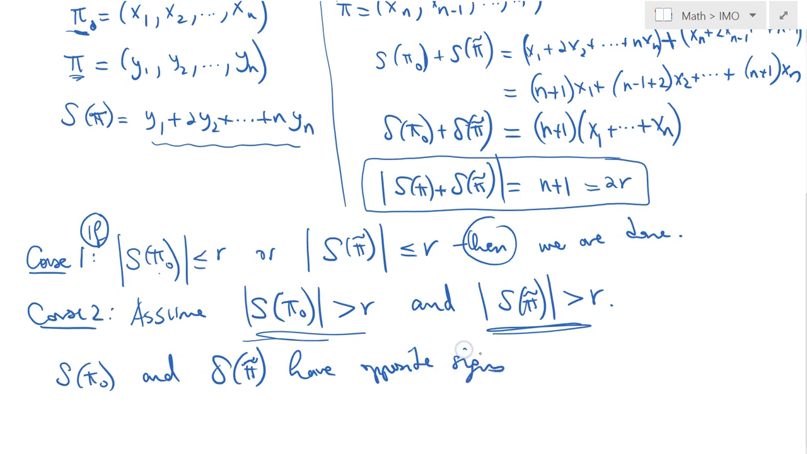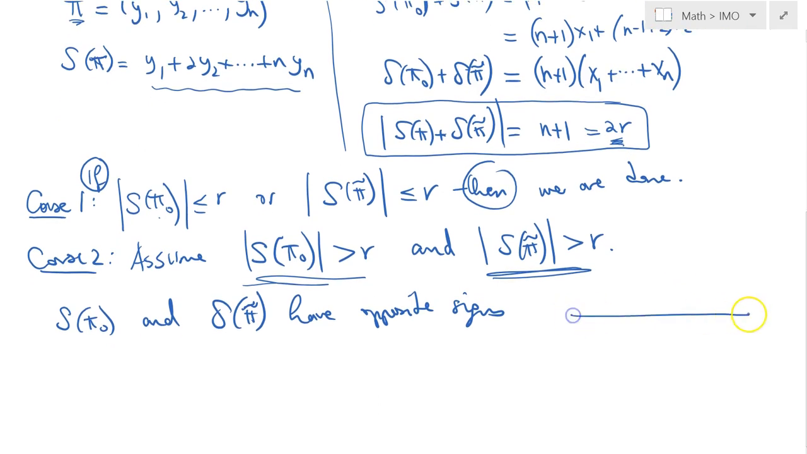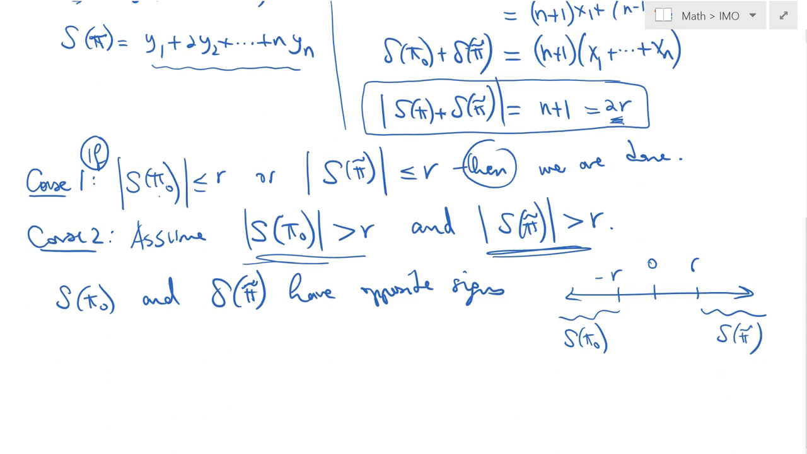Because if both of them are, let's say, strictly greater than r, then when we sum them, you will get something more than 2r, right? So what I'm saying is both of these should have opposite signs. That's a crucial thing. Without loss of generality, if this is the real line, this is 0, this is minus r, and this is r. We can assume one of them, let's say s of pi 0, is here, and then s of pi tilde is somewhere there.